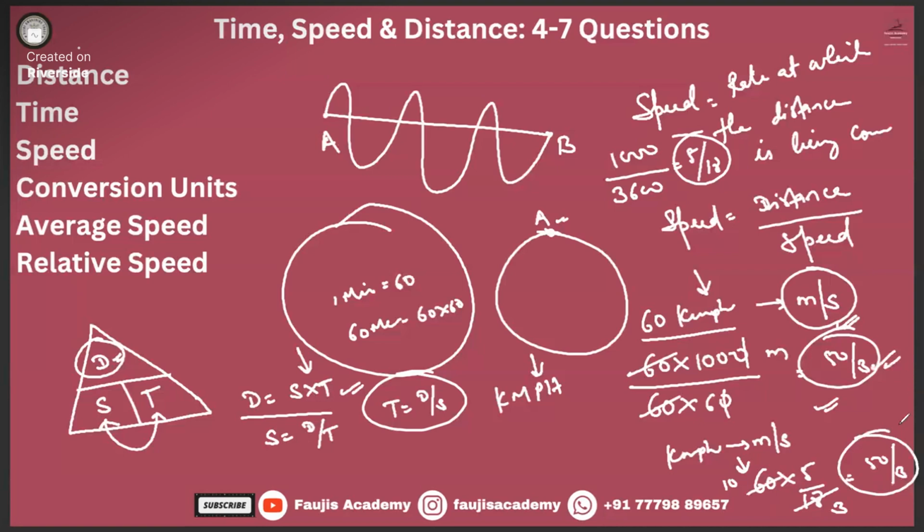So the conversion unit from kmph to meter per second is 5 by 18. We multiply the given value by 5 by 18 to get the speed in terms of meter per second, right, guys? Okay. Similarly, let us say there is some speed, let's say 75 meter per second, and you want to turn it into kmph.